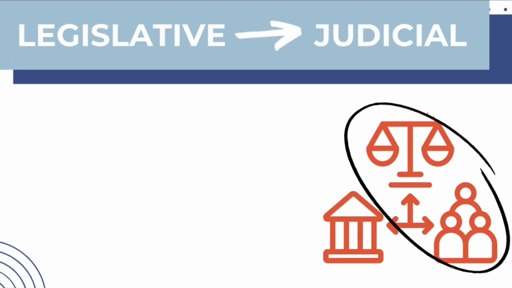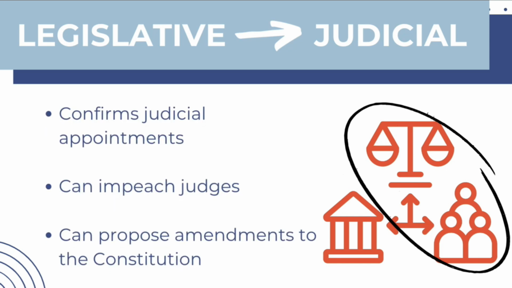The legislative branch keeps an eye on the judicial branch, and they do so by confirming the judicial appointments. So that means when the president appoints someone to be on the judicial branch, the legislature has to confirm it. They can also impeach judges, not just presidents, but also judges. And the legislative branch can propose amendments to the Constitution.